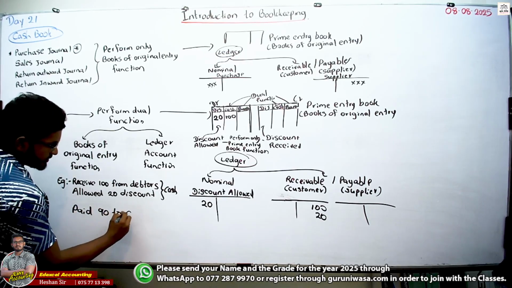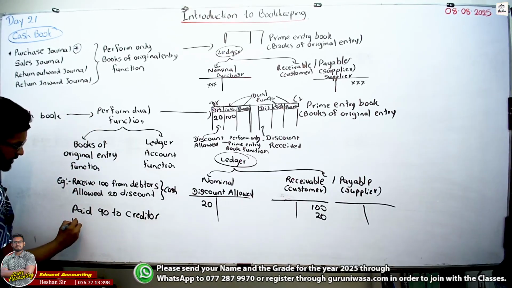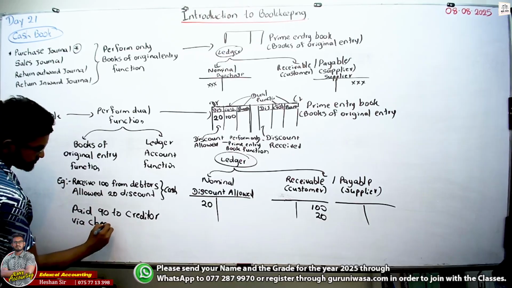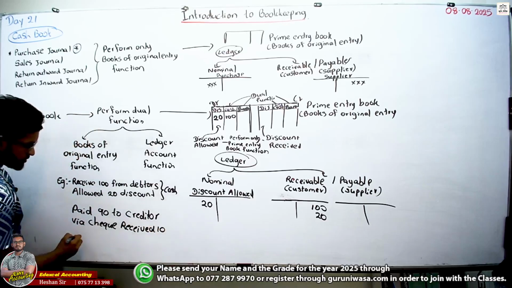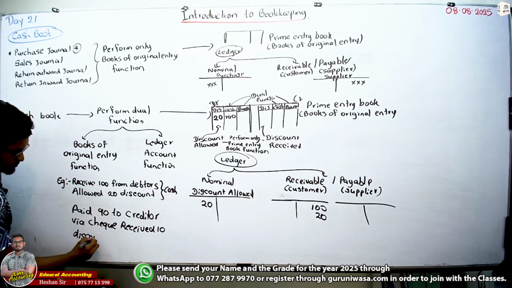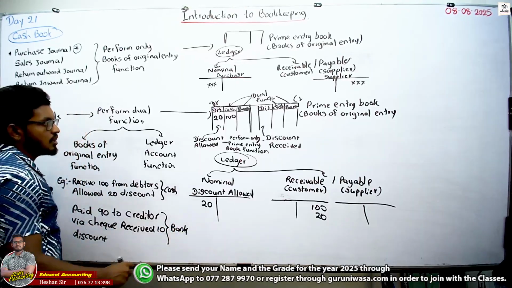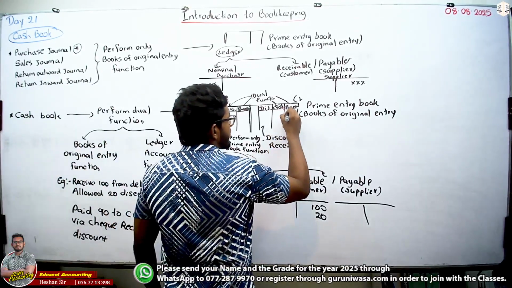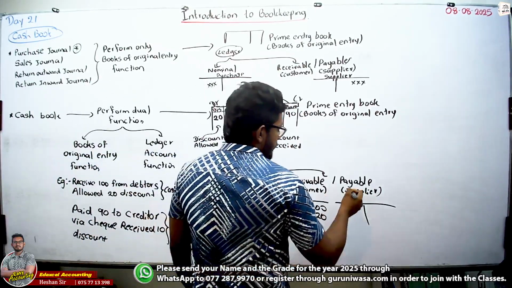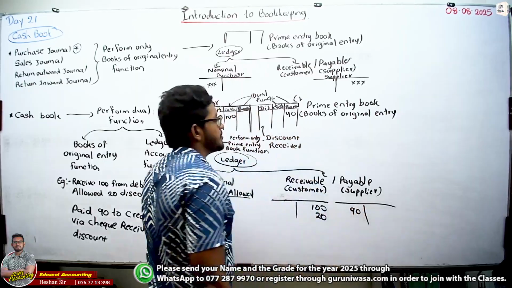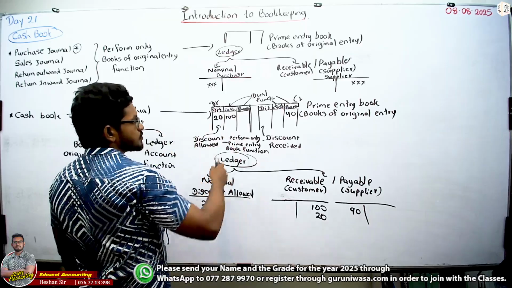Now when it comes to the other part, if I take paid 90 to creditor via cheque, received 10 discount. This is a bank entry because we pay using a cheque. So we credit the bank column 90 because our cheque value is 90. We debit our supplier. Supplier is a liability account. When a liability decreases, it's a debit. Cash and bank columns perform the dual function, these two.